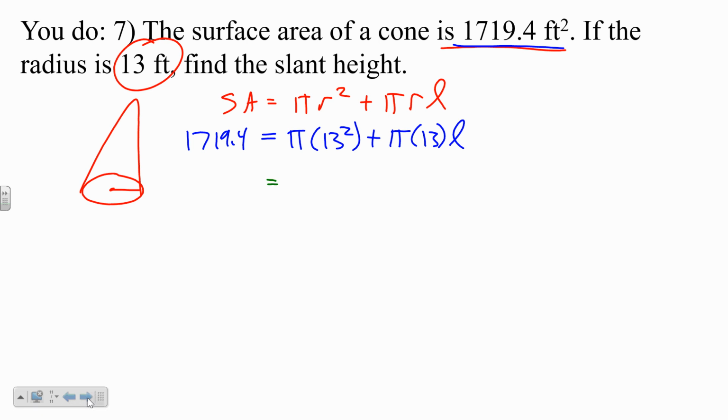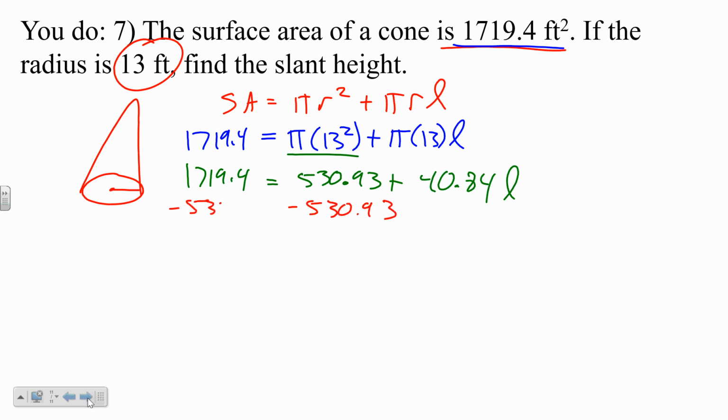So go ahead and simplify this. 13 squared times pi is 530.93. 13 times pi is 40.84 times the slant height, and then 1719.4. So from here, it's just an algebra 1 question now. So we solve this just like a 2-step equation.